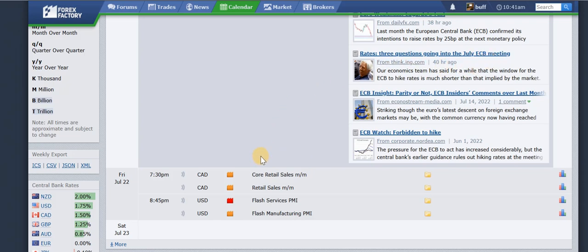Now, how do I get rid of that? Doesn't matter. Friday, we've got not much. Out of the US, we've got flash services PMI numbers. That's about it for the week ahead.